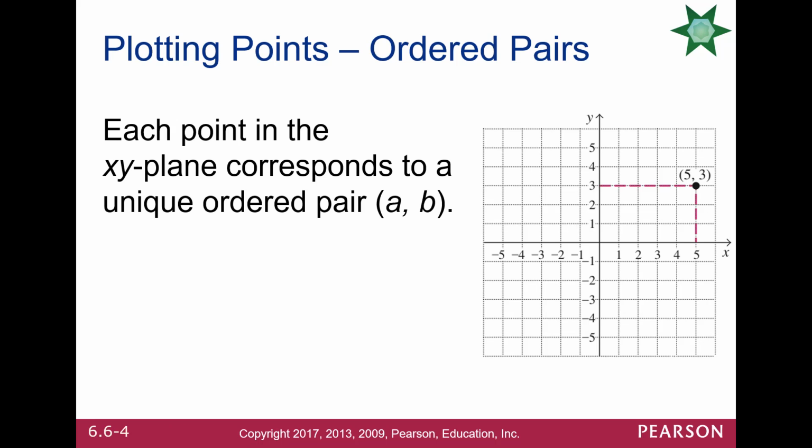So we plot points by following the direction. If it's 5, 3, we go to the right and up. If it was -5, -3, we would go to the left and down.